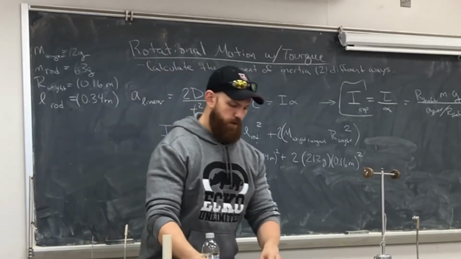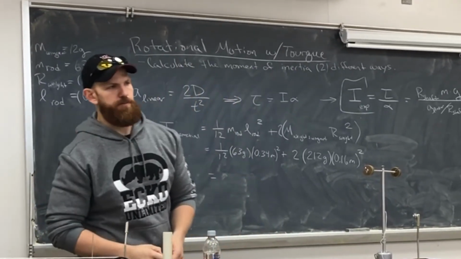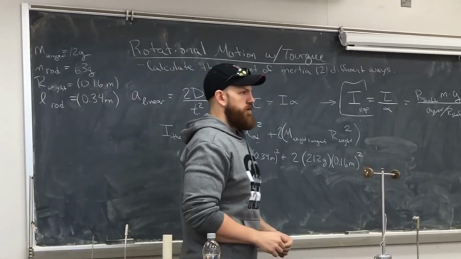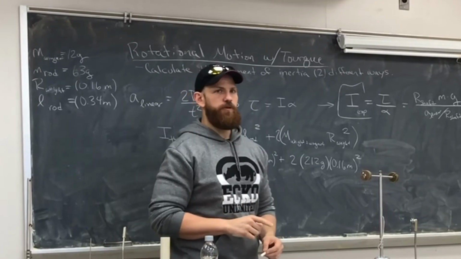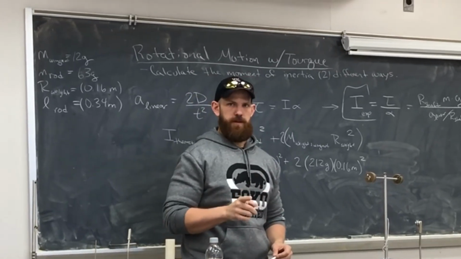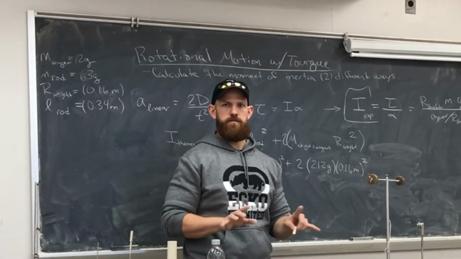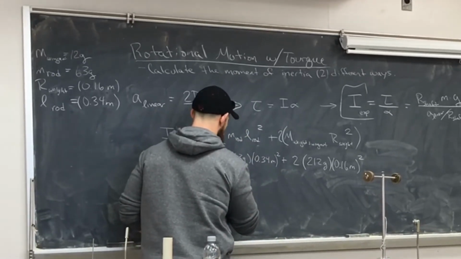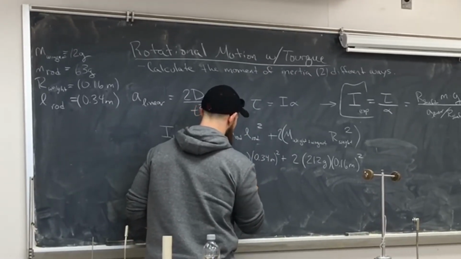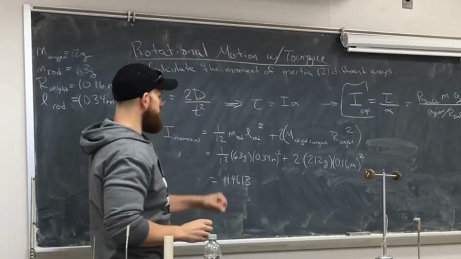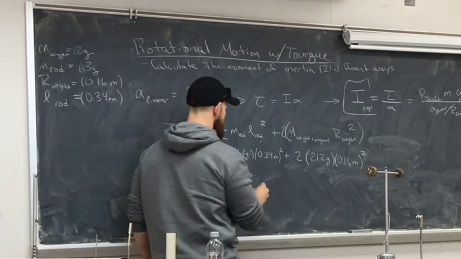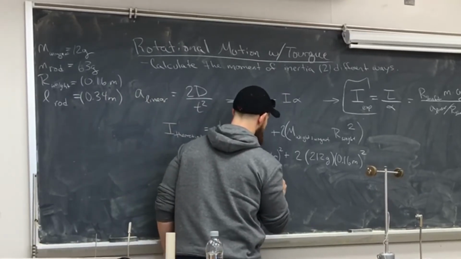So I'm thinking it's in the 10.5 to 11.5 range. I got 11.4613. Good with that value? Okay, very good. Usually I don't write that many sig figs. So what are the units? We have grams times meters squared, right? So those are the units for the moment of inertia, gram meters squared.